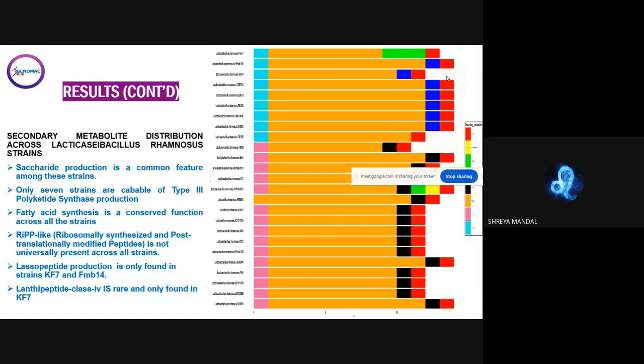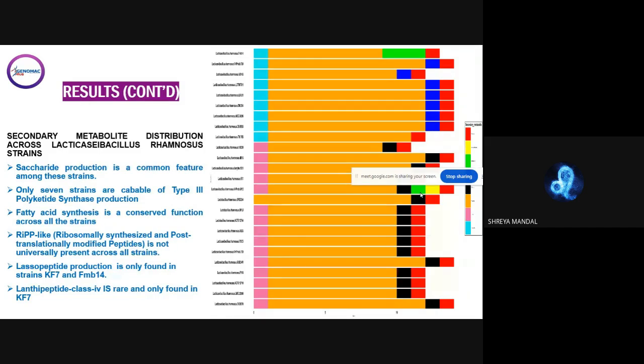The red stands for the fatty acid synthesis, and we can see in all the strains the red color is present. The ribosomally synthesized and post-translationally modified peptide is not universally present across all strains. That's why it is a much lesser number. And lasso peptide production is only found in the KF7 and the FMB. So that's why you can see the green color represents the lasso peptide. So it is present in the FMB 14 and the KF17.